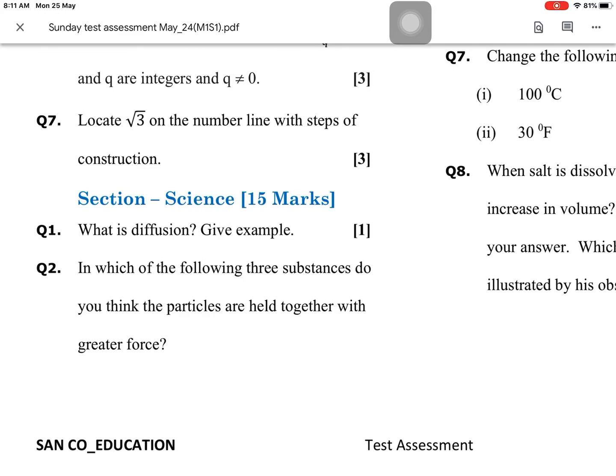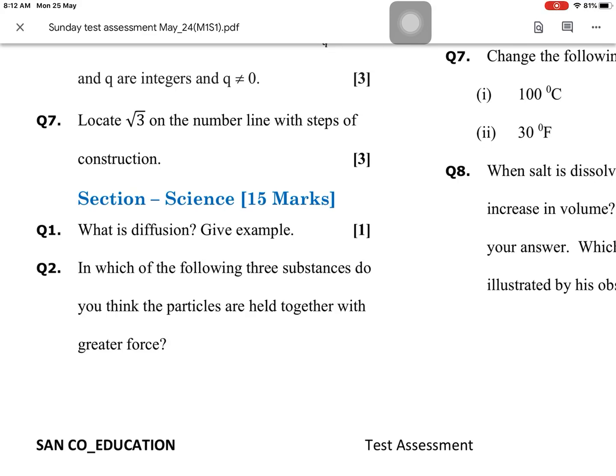So simply, what is diffusion? Diffusion is the movement of particles from the region of high concentration to the region of low concentration. Understood? The example: an incense stick gives you a smell while you're sitting in the next room, and once perfume is applied on the body, you can smell the fragrance from the next room. This is the process of diffusion, and diffusion takes place rapidly in gas. So you need to write down the definition of diffusion.